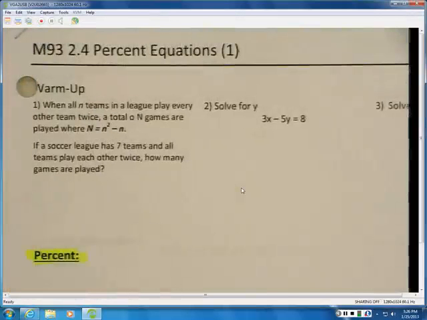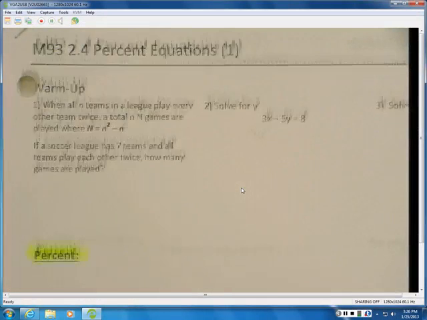Hello, hello. So we are going to be talking about percent equations. This is the first of 2 percent equation lessons that you're going to be watching. And we're going to start with what the word percent actually means.